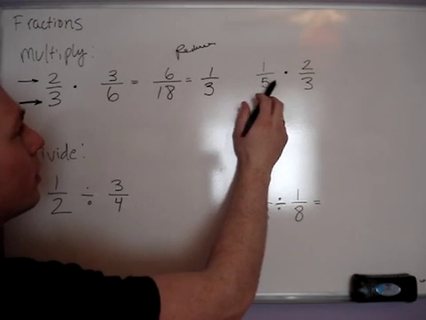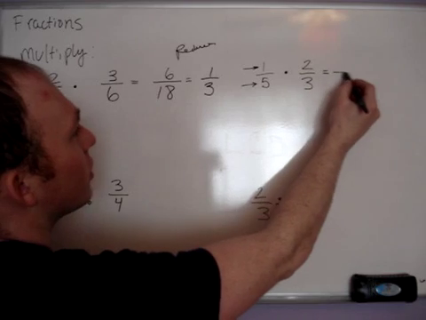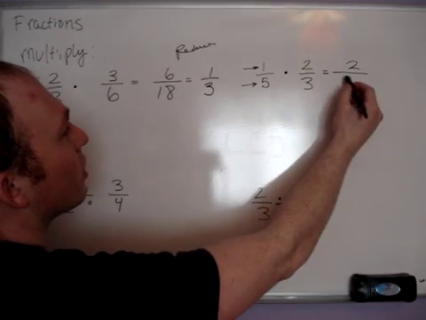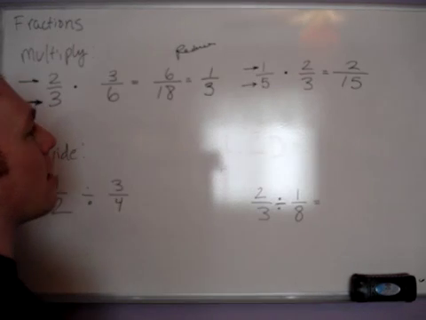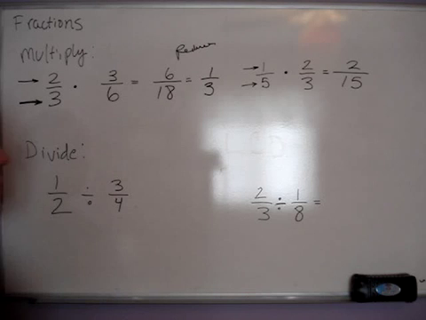Over here, we're going to multiply across, multiply the numerators and the denominators. Set up your fraction. 1 times 2 is 2. 5 times 3 is 15. And this you cannot reduce. So that's your final answer. So much easier than the add and subtract, much faster to do.